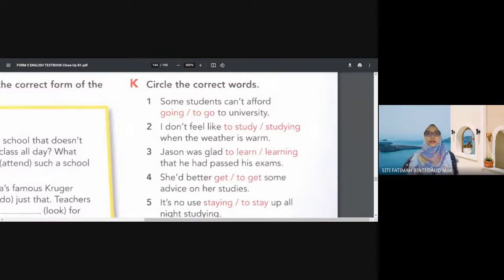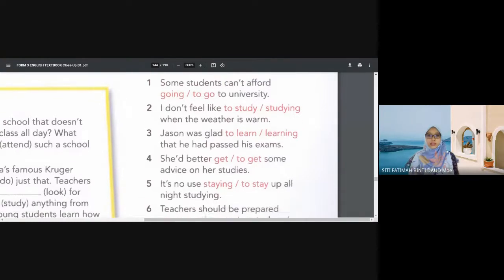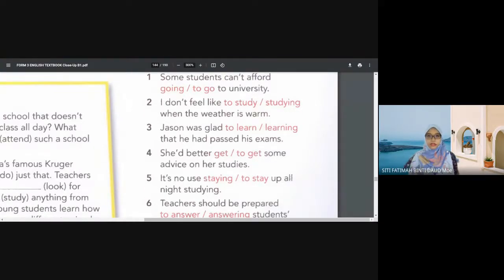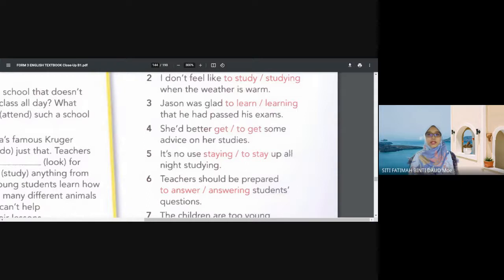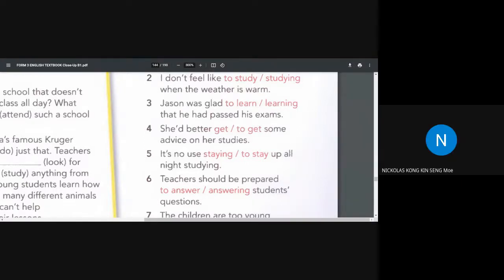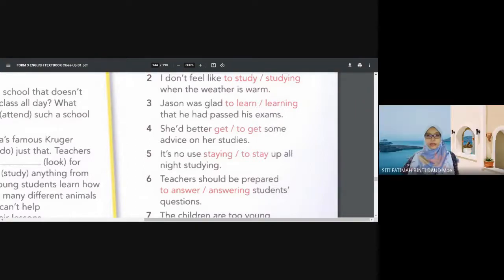Some students can't afford going to university or to go to university. Can't afford, tak mampu. To go. Very good. To go to university. I don't feel like to study or studying. Studying. I don't feel like studying, tak rasa macam nak belajar when the weather is warm. Jason was glad to learn or learning that he had passed his exams. To learn. Very good. Jason was glad to learn.